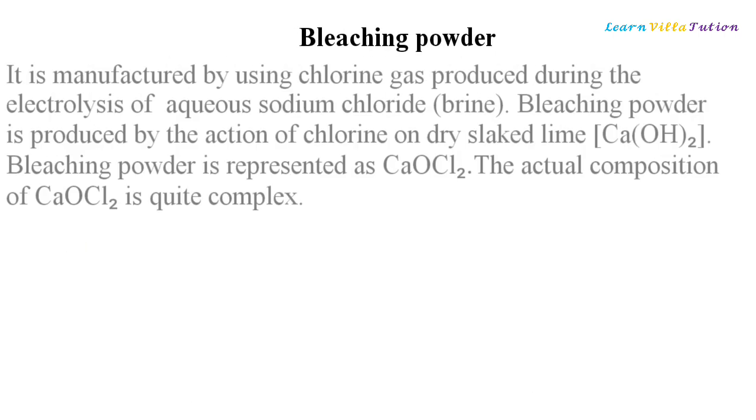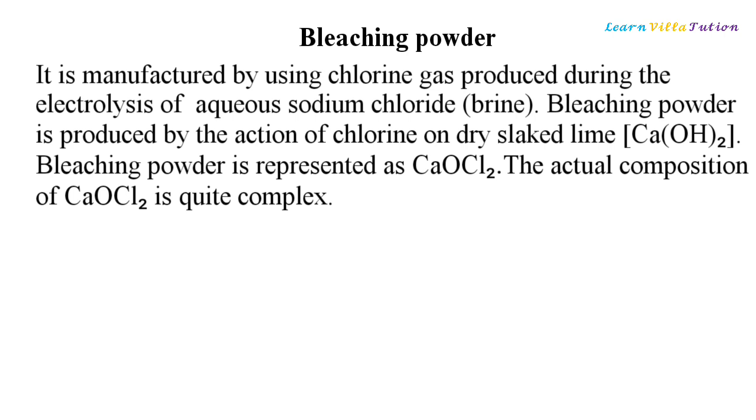Bleaching powder. It is manufactured by using chlorine gas produced during the electrolysis of aqueous sodium chloride, brine. Bleaching powder is produced by the action of chlorine on dry slaked lime. Bleaching powder is represented as CaOCl2. The actual composition of CaOCl2 is quite complex.